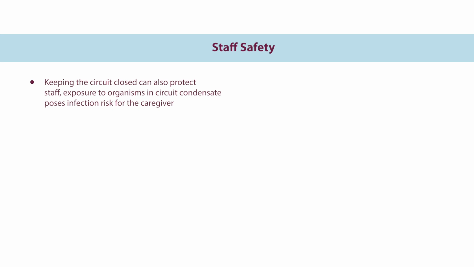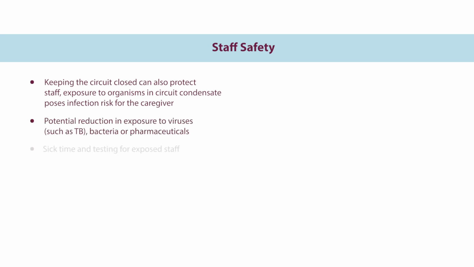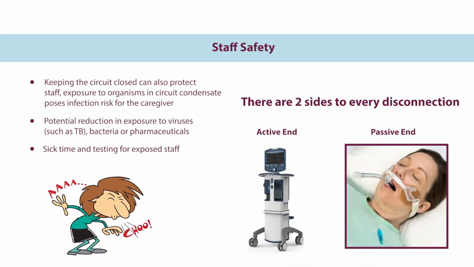Staff safety is a crucial part of our healthcare system. A reminder that there are 2 sides to every disconnection, active end and passive end. The ventilator should always be put into standby mode, or turned off, as the flow from the ventilator would disperse particles from within the ventilator circuit around the room. Alongside that, even if the ventilator is put into standby, there is still passive exhalation from the patient that could expose staff to airborne contaminants.